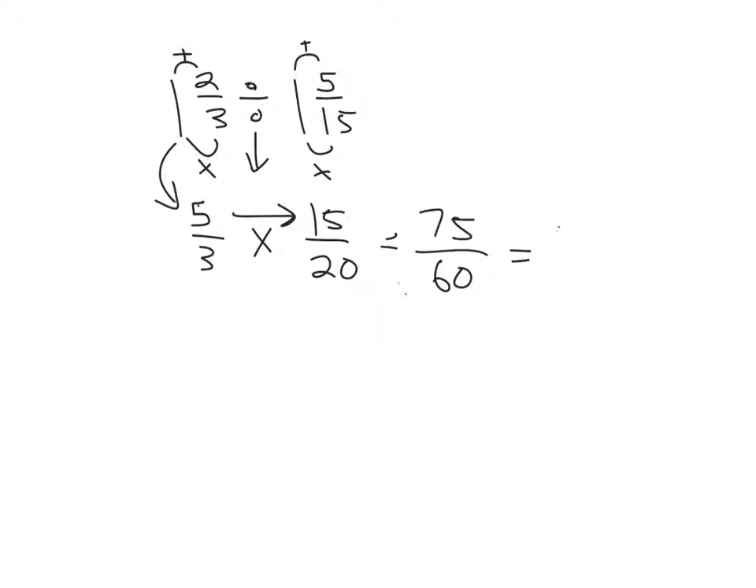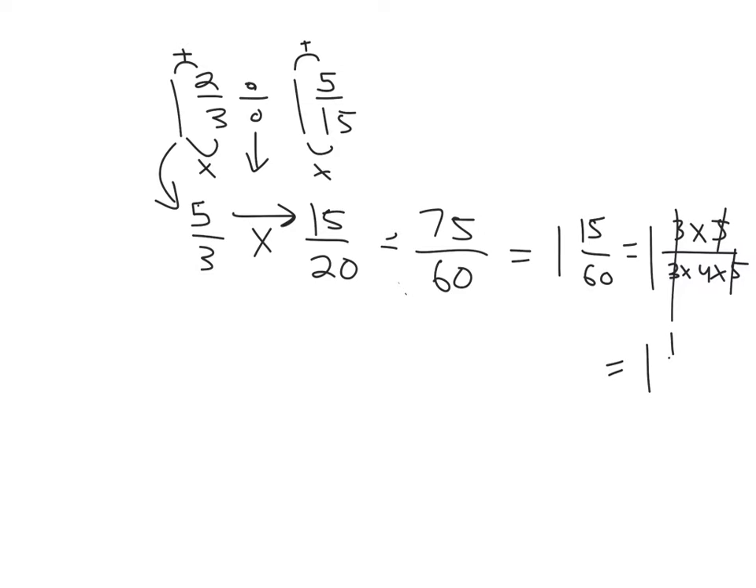So 75 out of 60 is 1, because 60 fits inside of 75 one time, and then the remainder is 15 out of 60. But we still have to keep on factoring. This is really the same thing as 1, and 60, you could see that as 3 times 4 times 5. And the top, 15, is really just 3 times 5. And I can cancel the 3's, I can cancel 5 with 5. So really, I just have 1 and 1 over 4.